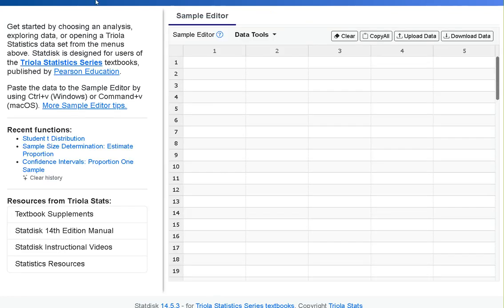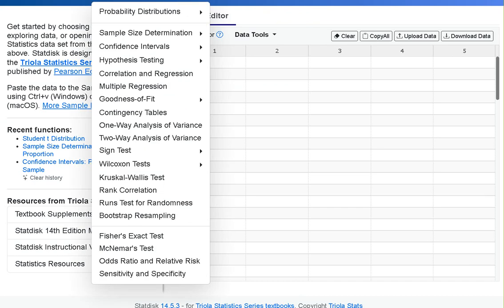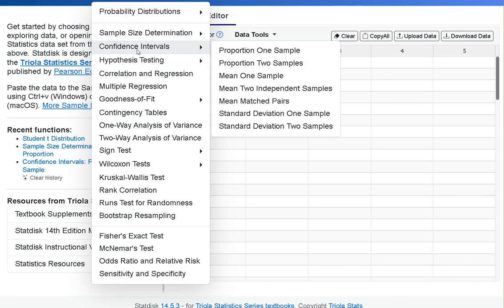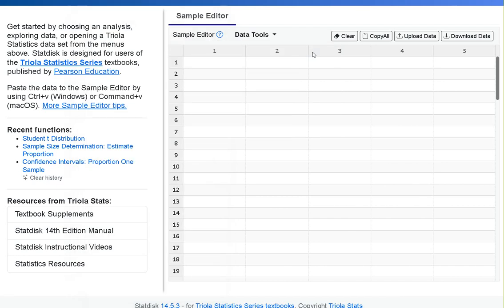Once you open up StatDisk, you're going to want to click the Analysis menu. And if you look down a little bit, you'll see Confidence Intervals. Click that submenu, and that should open up something else to the right. You want Population Proportion, One Sample. So that's that first one right here. Don't worry. By the end of the course, we'll do all these different parts of the submenu. Right now, let's start out with Population Proportion, One Sample.